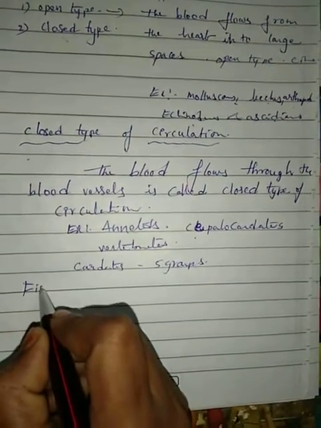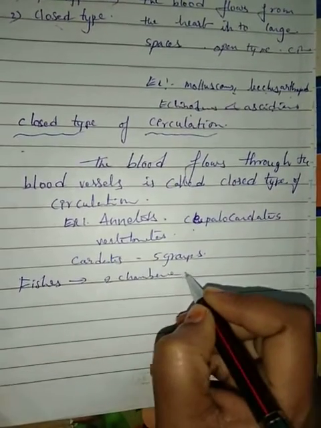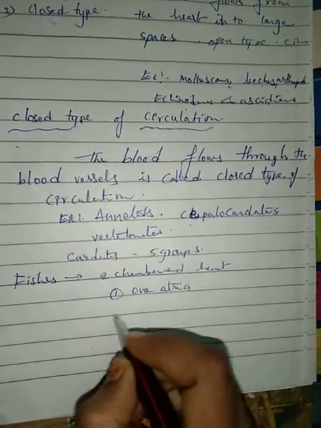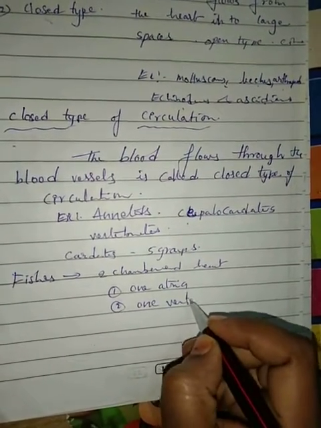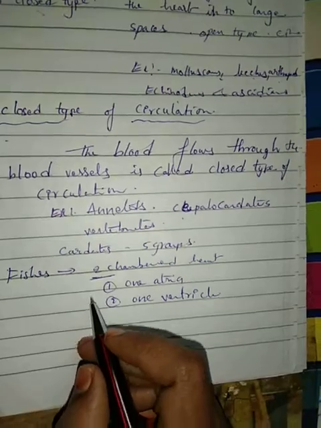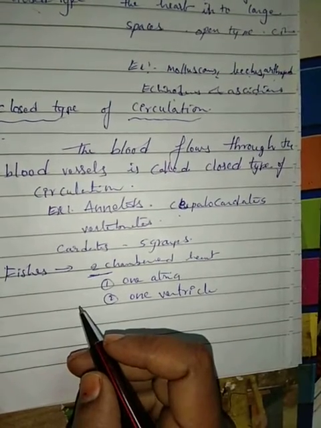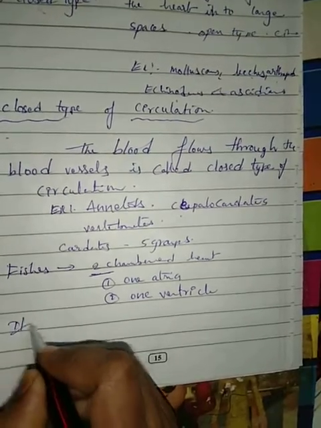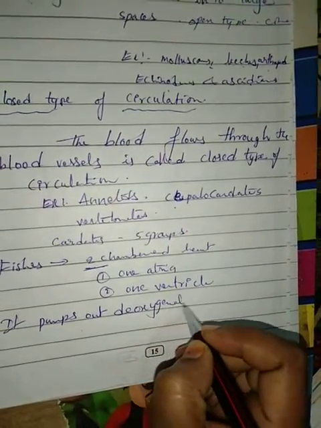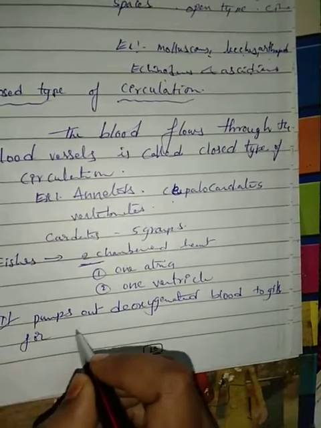First one is the fishes. Fishes have a two-chambered heart, one atrium and one ventricle, but it pumps out deoxygenated blood to the gills for oxygenation.